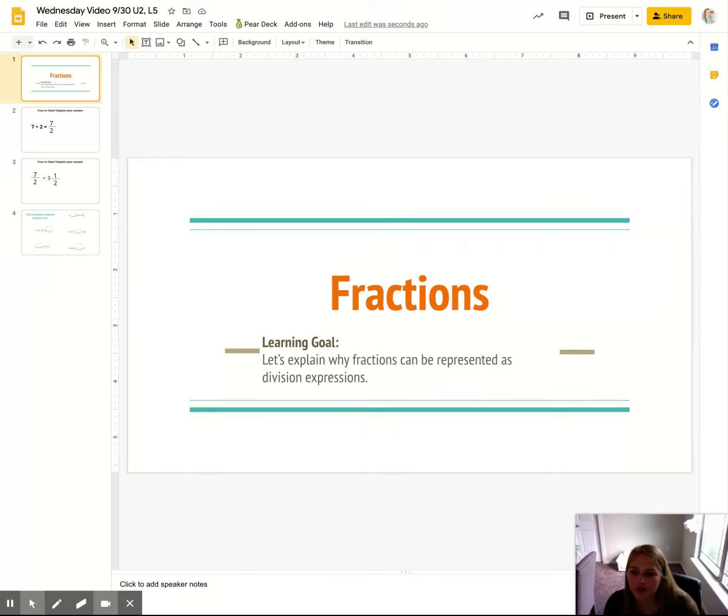Today we are going to work with fractions, our learning goal. Let's explain why fractions can be represented as division expressions.